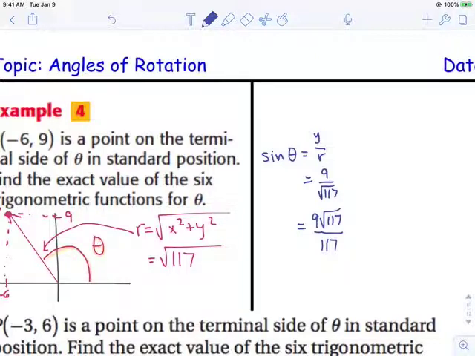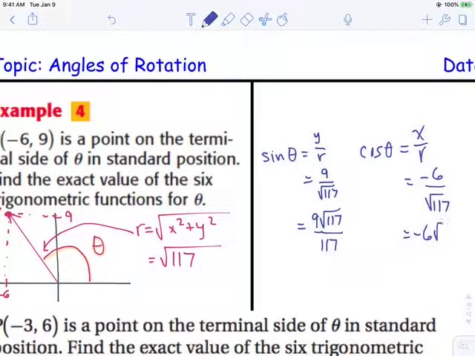Okay? This is what you have to know. Cosine of theta. I'm not asking you guys to believe too much, all right? Cosine of theta. It was x over r. X value is negative 6 over the square root of 117.